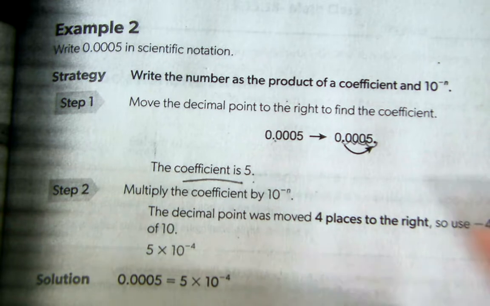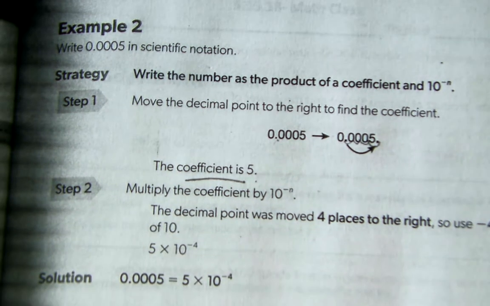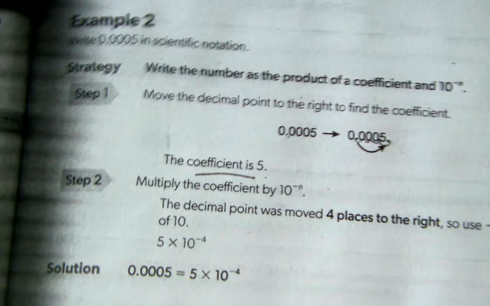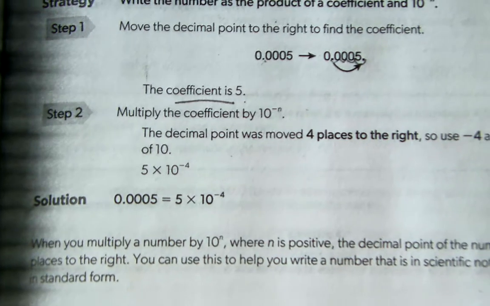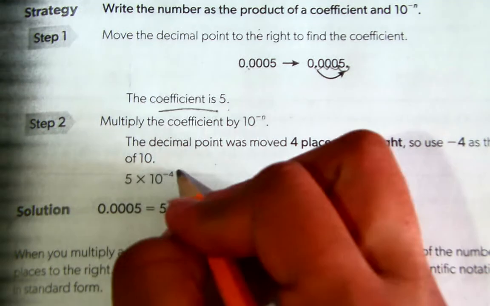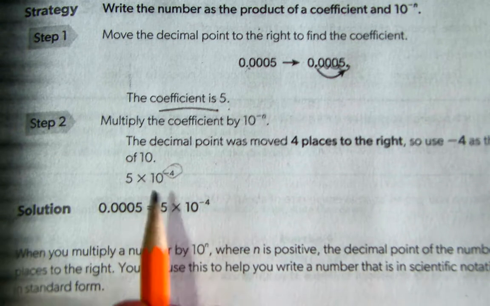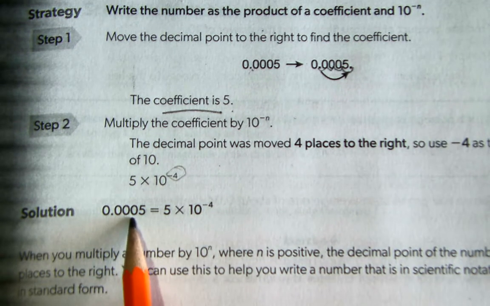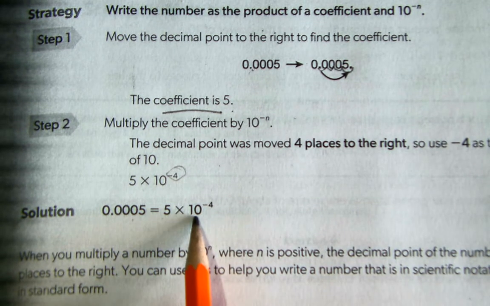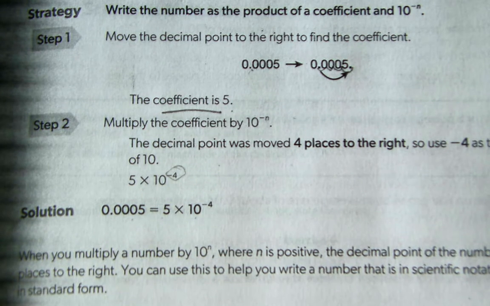Remember, the coefficient is the number in front of the decimal point. Now I'm going to multiply this coefficient by a power of 10, making sure that my exponent is negative. Remember, I moved 4 places to the right. So I'm going to use a negative 4 as my exponent for my power of 10. Therefore, this number in scientific notation is 5 times 10 to the power of negative 4.